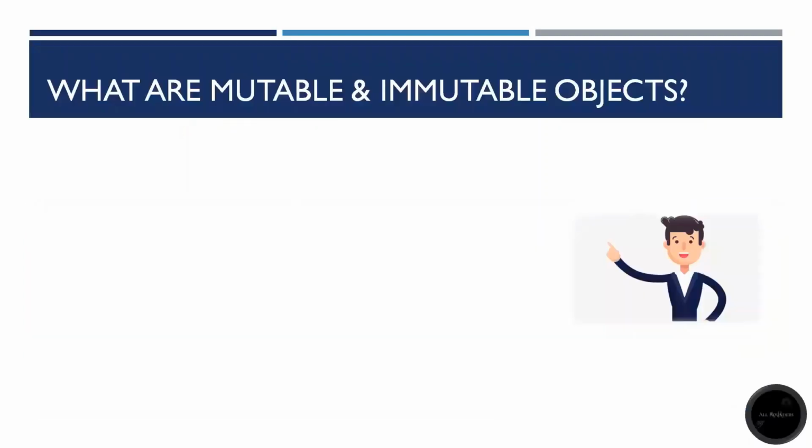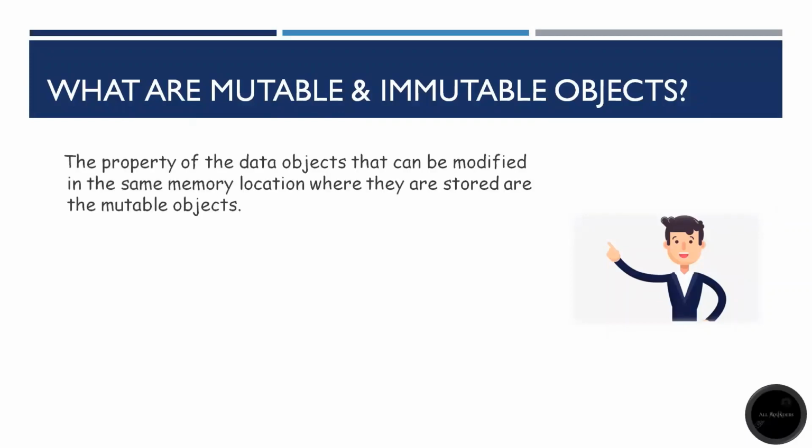So let's get started. What are mutable and immutable objects? The property of the data objects that can be modified in the same memory location where they are stored are the mutable objects. Examples of mutable objects are the list and dictionary. When a program is run, data objects in the program are stored in the computer's memory for processing. While some of these objects can be modified at that memory location, other data types cannot be modified once they are stored in the memory. So the data objects that can be modified in the same memory location are the mutable objects, and those which are not modified in the same memory location are the immutable objects.